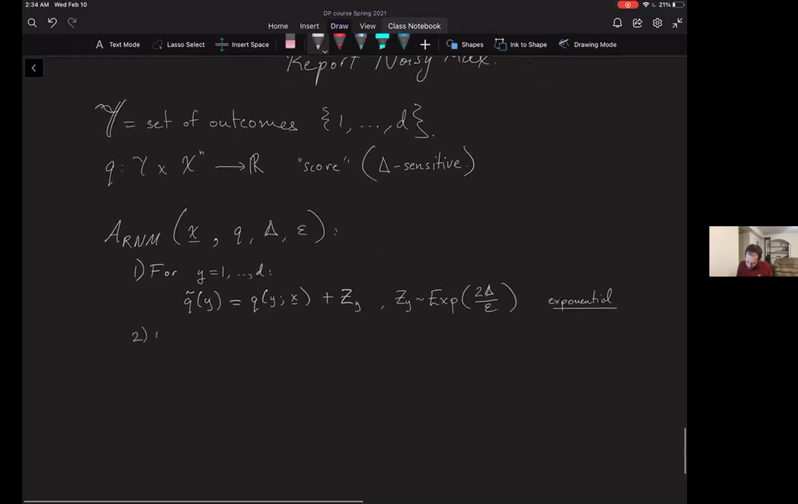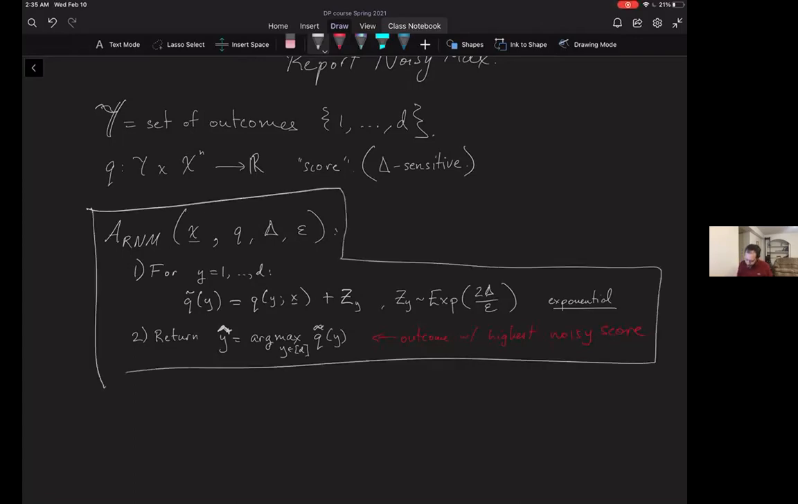Then what we do is return the y with the maximal noisy score. Let's call it y hat. It's the value of y in D that maximizes the noisy scores, that is, the outcome with the highest noisy score. Okay, so this is our algorithm.